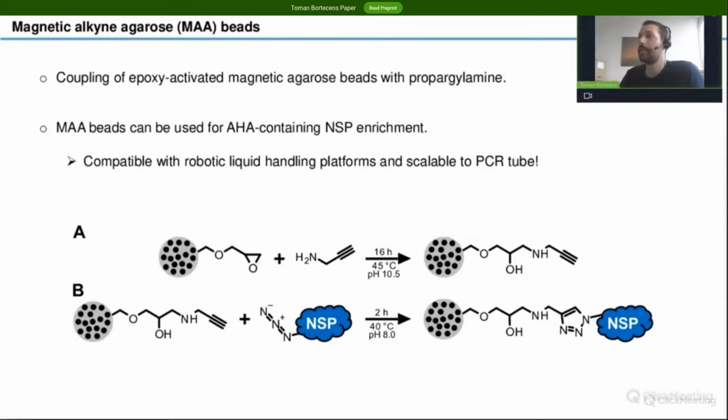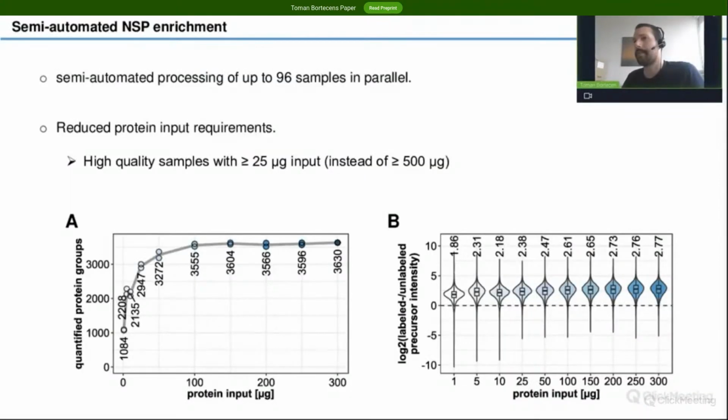So using these magnetic agarose beads, it is possible to perform essentially the whole enrichment procedure in the scale of a PCR tube with lower amounts of material, but also crucially, through the use of a magnet, it is much easier to adapt this enrichment to a robotic liquid handling platform, which is what we did. So then, testing out this semi-automated enrichment protocol that we developed, it is possible to process up to 96 samples in parallel, and all of this in a PCR tube format.